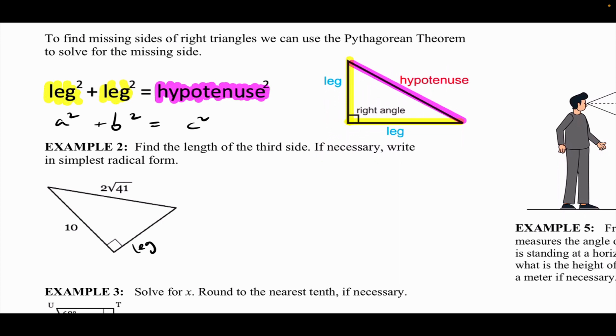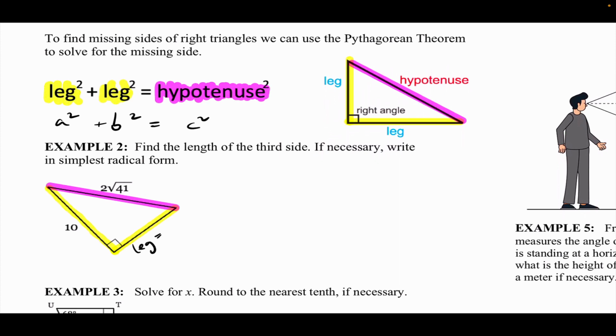I know it's a leg. How do I know it's a leg? Because it's part of the right angle, right? It's part of the right angle. So I know it's a leg, but I have to find it. Okay, so what am I going to do? I'm going to solve for it.